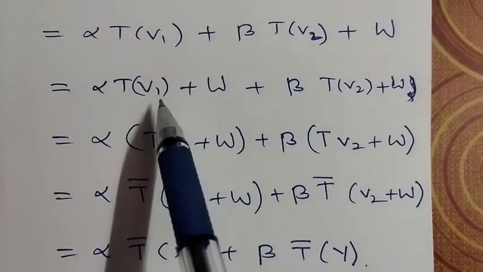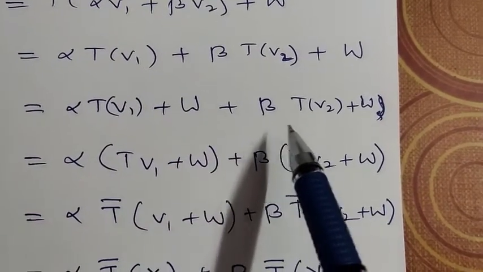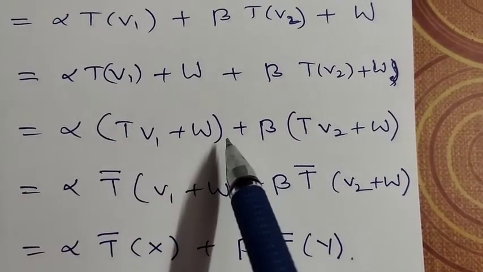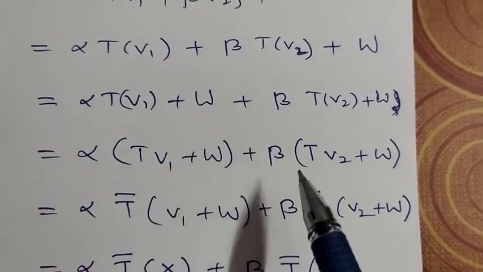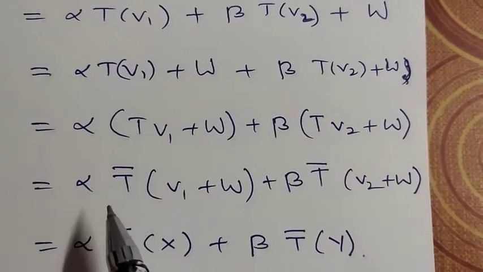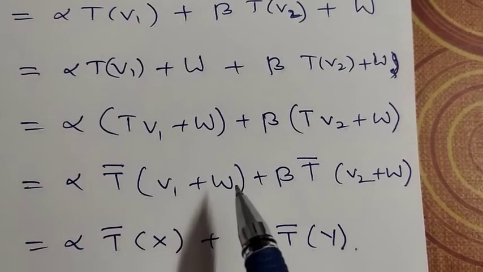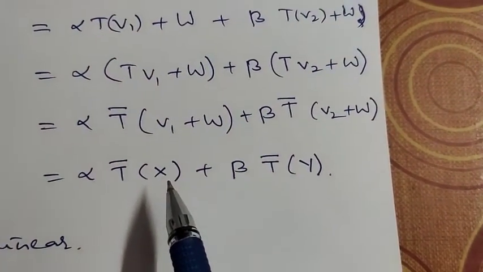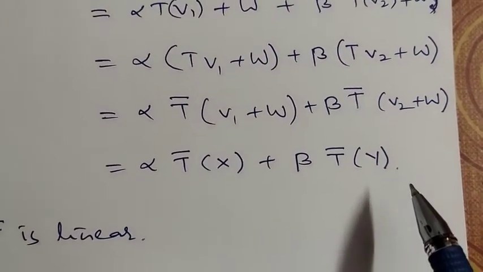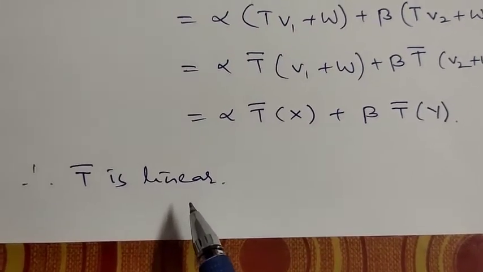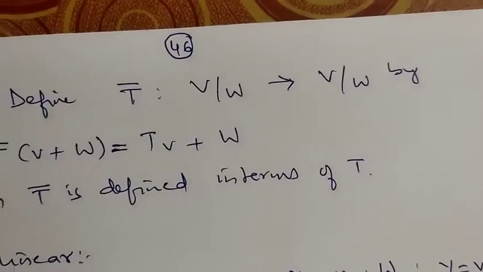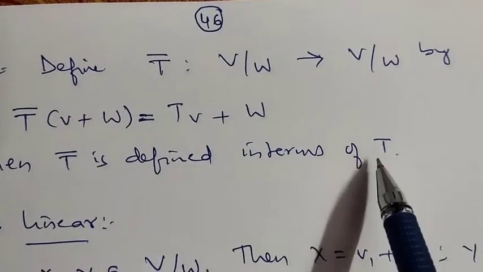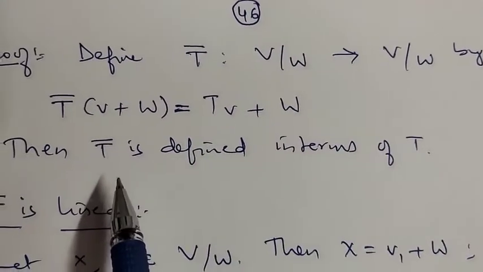So this can be written as alpha into (T of v1 plus W) plus beta into (T of v2 plus W), because alpha into W is W itself. This is equal to alpha into T bar of (v1 plus W) plus beta into T bar of (v2 plus W). Here v1 plus W is x, and v2 plus W is y. So we have T bar of alpha x plus beta y equals alpha into T bar of x plus beta into T bar of y. Therefore we declare that T bar is linear. So T induces T bar, which is a linear transformation.